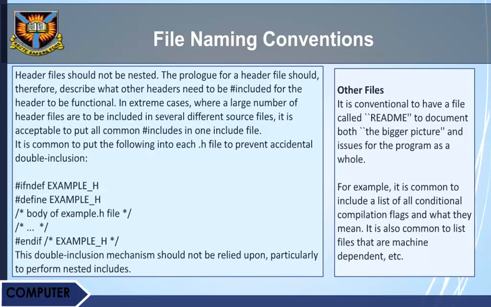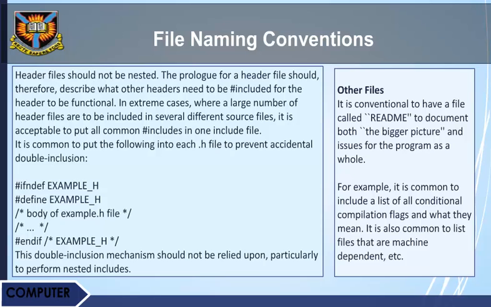Header files should not be nested. The prologue for a header file should therefore describe what other headers need to be #included for the header to be functional. In extreme cases, where a large number of header files are to be included in several different source files, it is acceptable to put all common #includes in one include file.